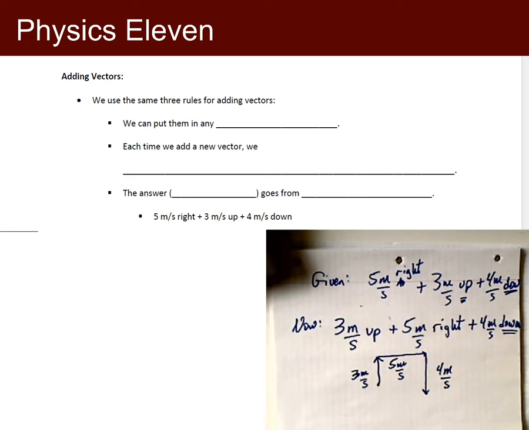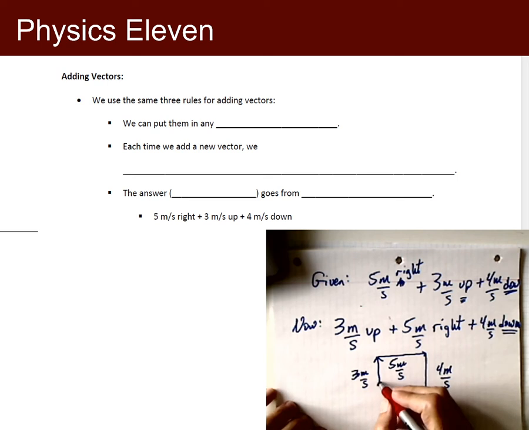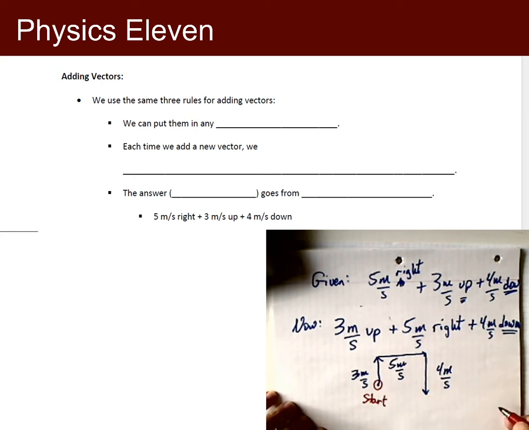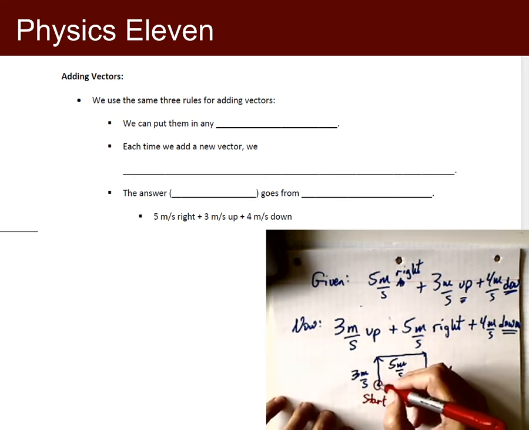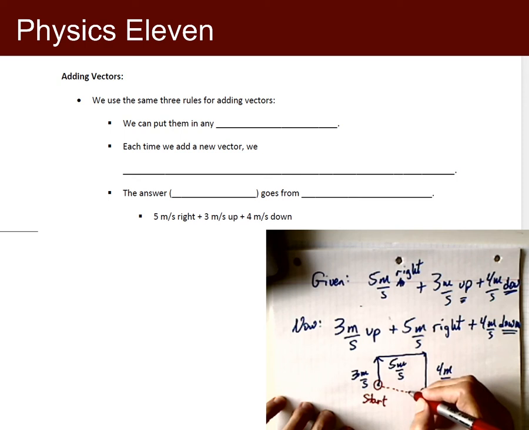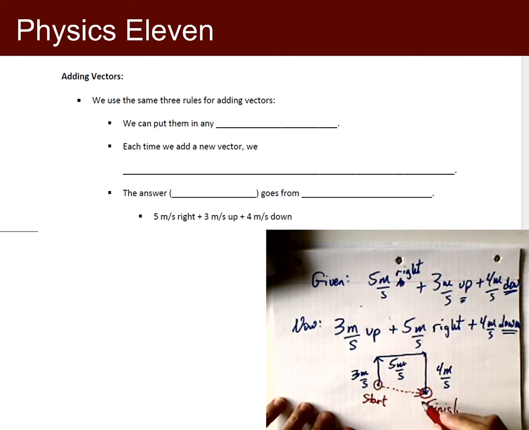Where does the resultant go? Right. Not from S, but from start. And where does the resultant go? Right. Not to F, but to the finish. And putting a ruler down, making it look good, you get the dotted line going like this, with the arrow pointing at the end, at the finish.